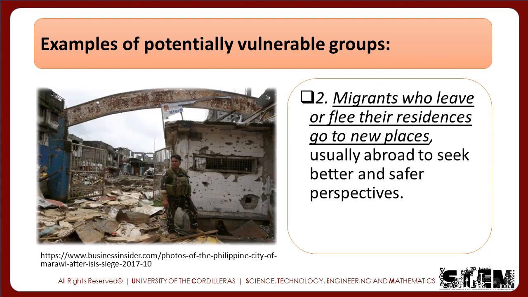So here in the next picture, we have migrants who leave or flee their residences and go to new places. How come they are vulnerable? Because when they leave their places, of course, their house, their belongings, their business, their job, and they go to another place, they are new to everything, especially the culture. And why are they vulnerable? Because they are prone to be victims of scammers, of people who take advantage in those places, especially if they don't know someone who can help them.